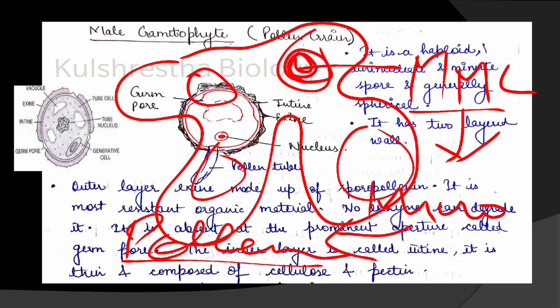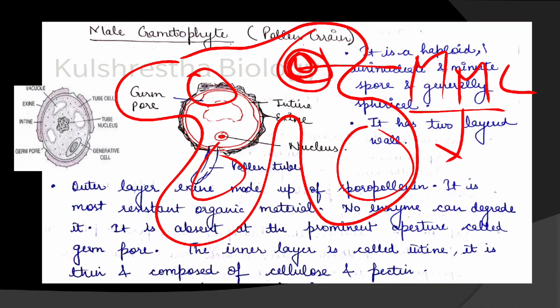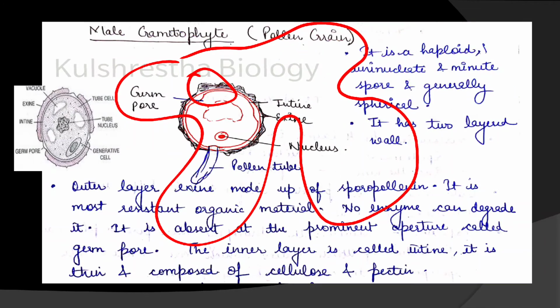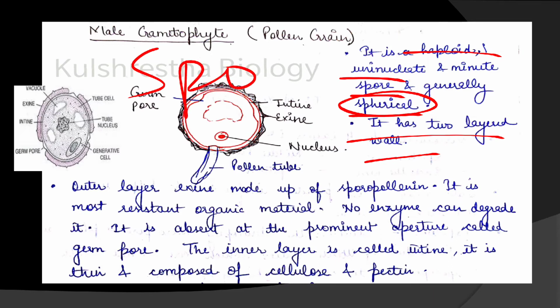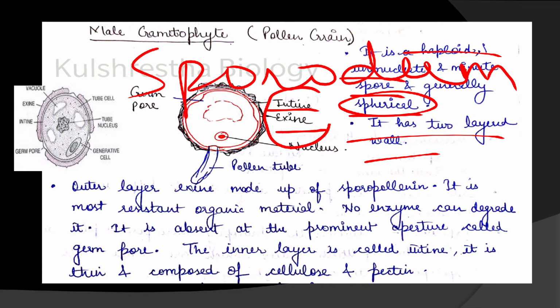Now we are talking about the pollen grain, which is known as the male gametophyte. The pollen grain is the male gametophyte. It is a haploid structure, a uninucleate and minute spore, and its shape is spherical. It has a two-layered wall, which is called sporoderm. The outer one is exine and the inner one is intine. This is very important: exine is the outer one, and the inner one is intine.